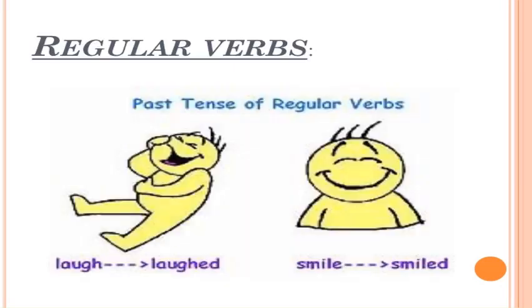Regular verbs are the verbs which end in D or ED, and they form their past form by adding D or ED at the end of the verb. For example, laugh, laughed, so at the end you can see ED is added. Smile, smiled.